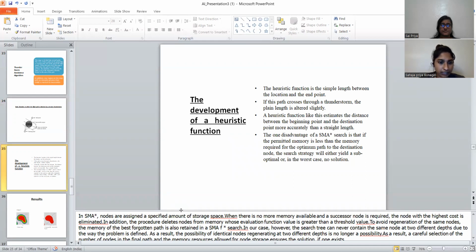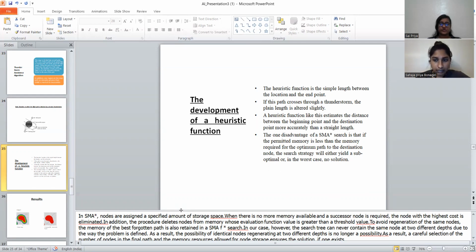For development of a heuristic function, I would like to tell about the process. In SMA*, each node has a certain amount of storage space. When there is no memory and a successor node is needed, the node that costs the most is taken out. When the procedure is done, it also removes nodes from memory whose evaluation function value is greater than a certain threshold value of the best forgotten path.